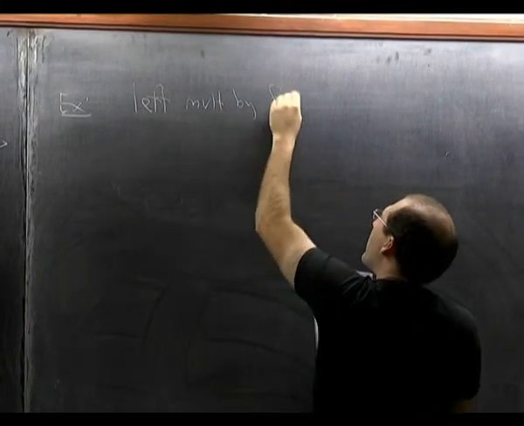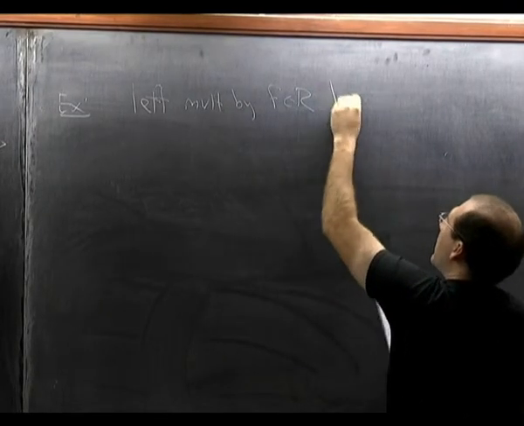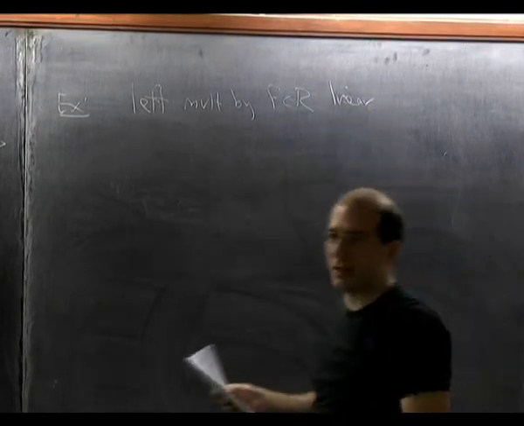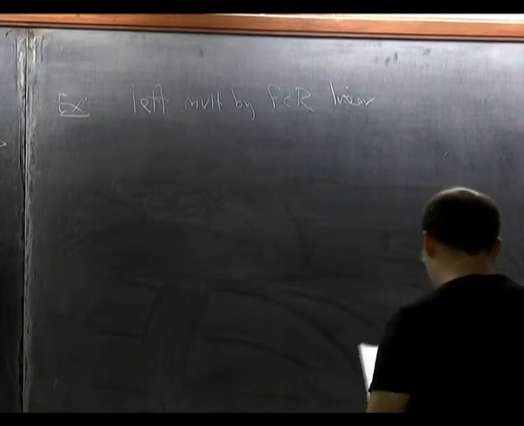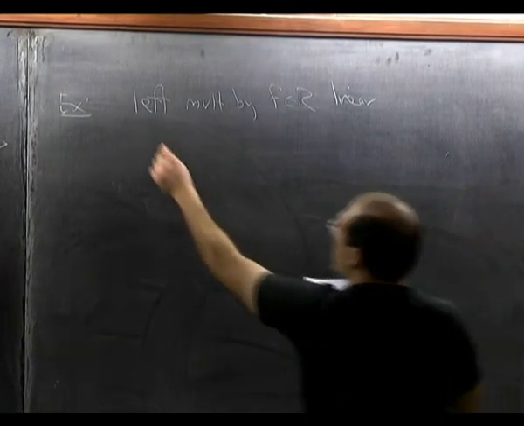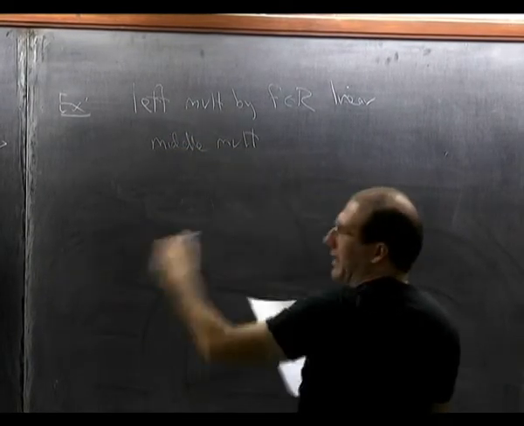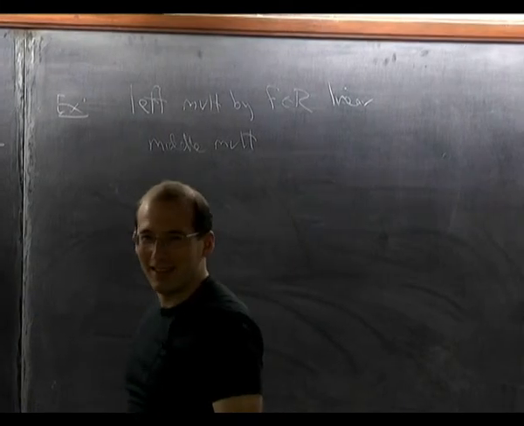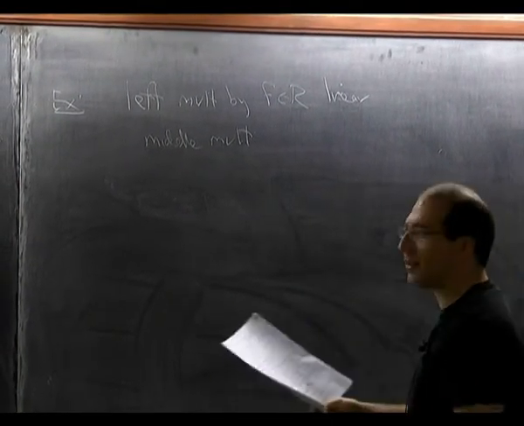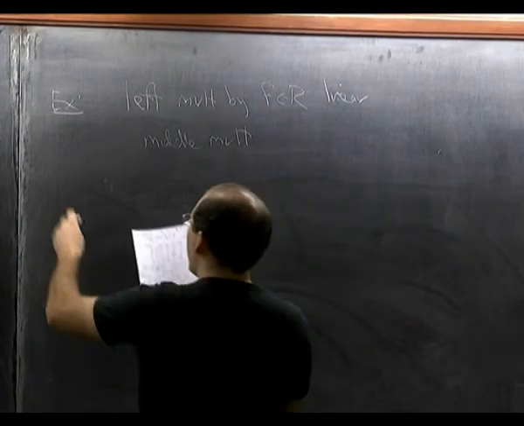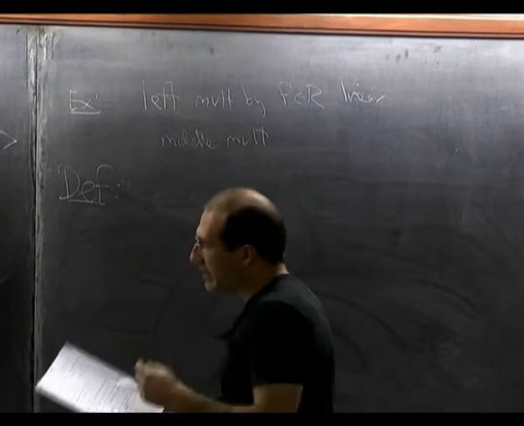by f in r, but of degree 2, right? So by f in r linear, right? Meaning a linear term can be degree 2. We only care about degree 2 operators. Or middle mult. By middle I mean some spot in the middle. That also works. Right mult technically works. It's just boring.